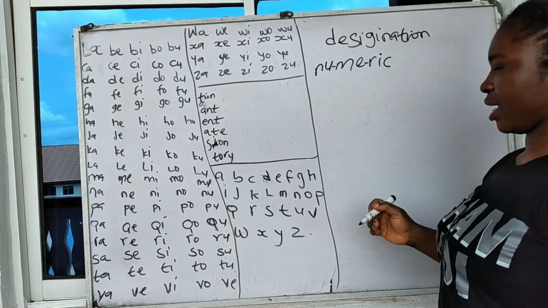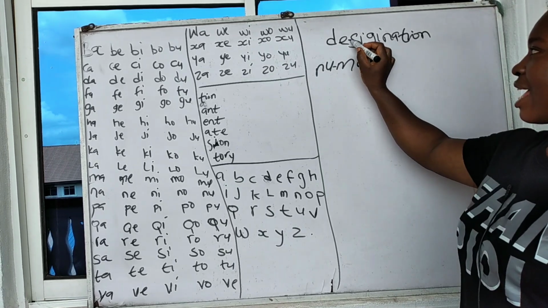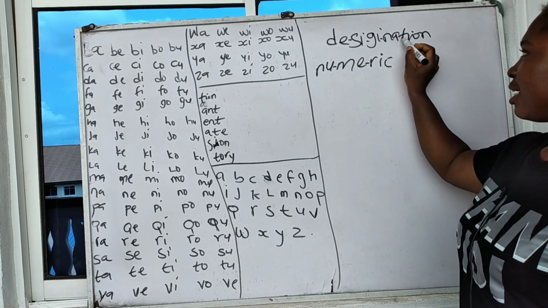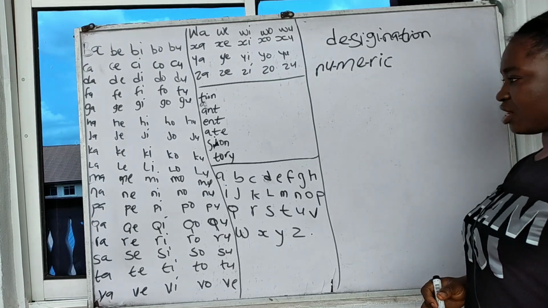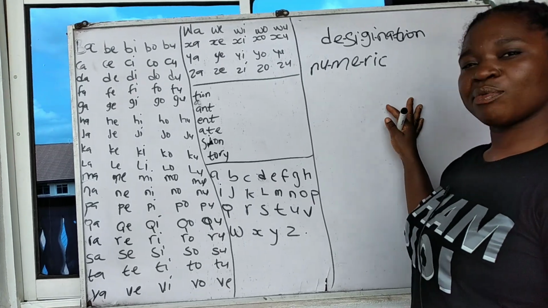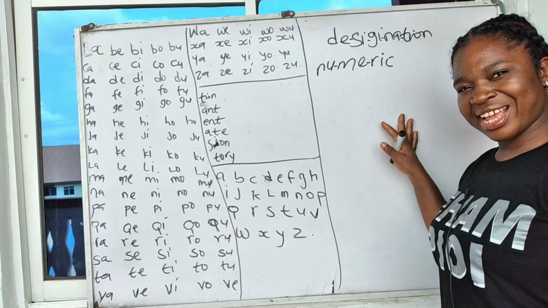We have numeric, de, si, gi, designation, designation. Okay, so we've been able to form these two words. Are you getting the gist?